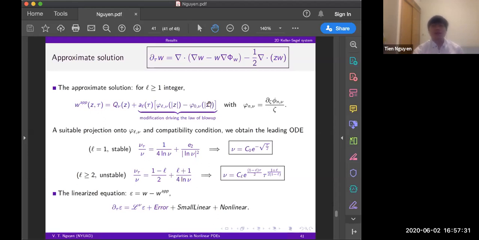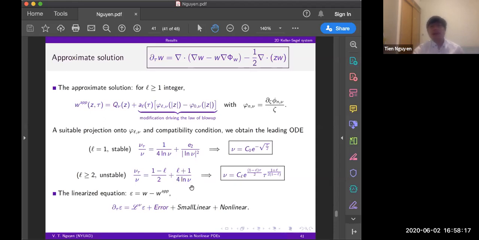And when you plug in this ansatz to the self-similar equation and you project onto the eigenmode, you will end up with this leading ODE. For n equal to 1, we will obtain this law. So when you come back to the original variable t, you will obtain exactly the blow-up law given in the theorem. And for n greater than or equal to 2, we end up with this ODE. And you can see here, this one is the eigenvalue, the almost zero eigenvalue. And this one is the n-th eigenvalue of the linearized operator.